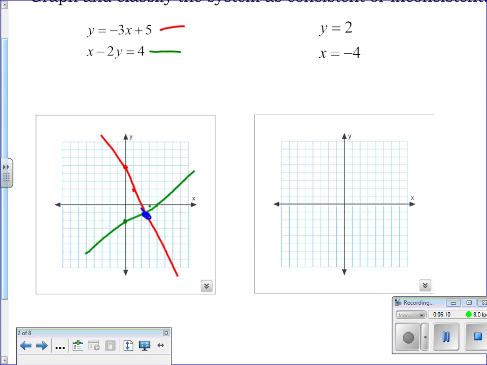This red line represents the infinite number of points that are a solution to the first equation. There's an infinite number of xy coordinates that will make this true. That's what the red line represents. The green line represents all the xy coordinates that work in this equation. There is one that they have in common. That one point is what is shared by those two equations.